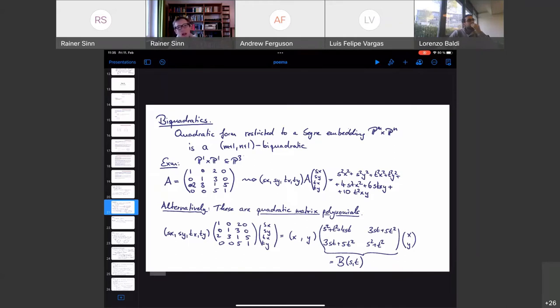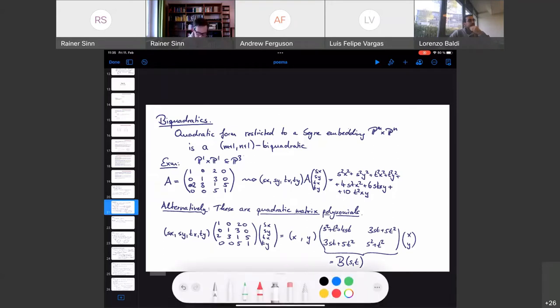It's only a different way to organize the same information. So you could define a linear contraction map taking this matrix. Oh no, I have the wrong thing.